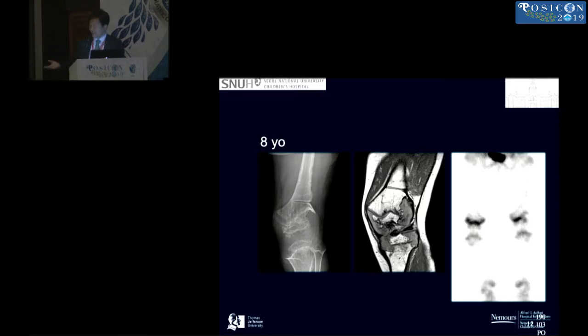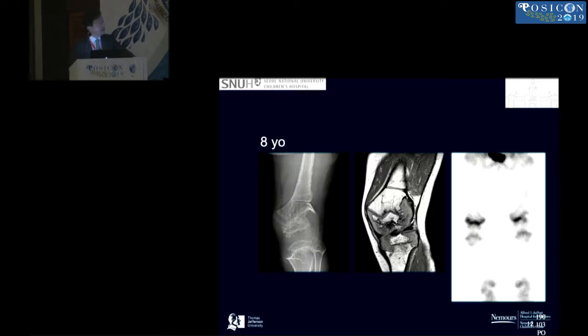I mean, I didn't touch it at all during my osteotomy, so I believe that is a primary defect, and that may be the biological reason for recurrence. But Dr. Mackenzie's case may be the mechanical reason of the recurrence.